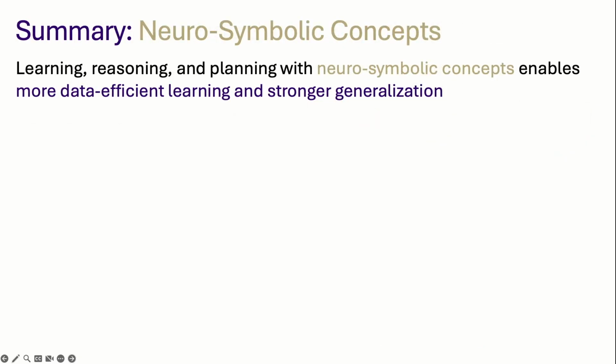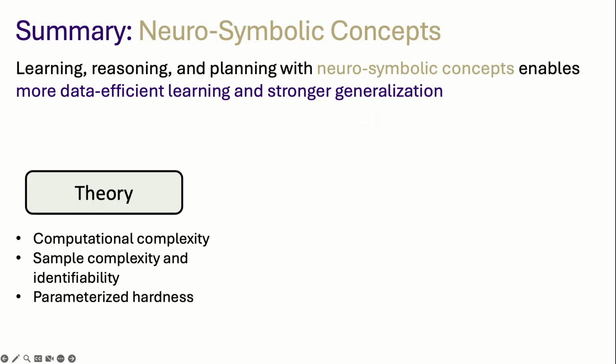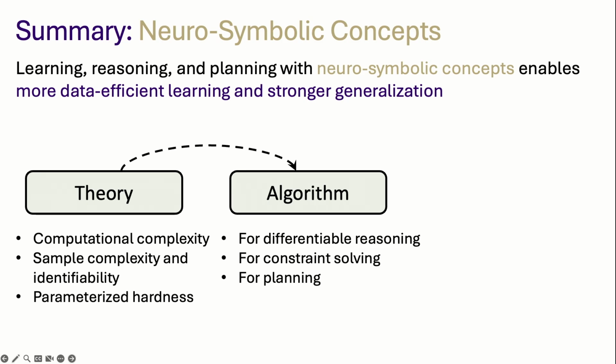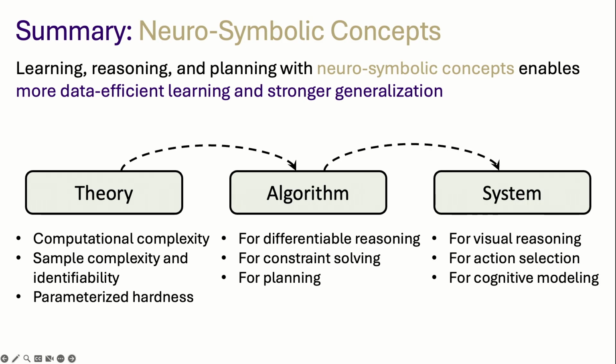So with all that, I'm going to give you a quick summary of the research I've talked about. I started with some theoretical understanding of computational complexity, sample complexity, and verifiability, and also parameterizing the hardness of practical problems. Using that kind of insight to develop better algorithms for reasoning, constraint solving, and planning purposes. And on top of that, deploying such algorithms in practical systems for visual question answering, for action selection in physical robots, and also for cognitive modeling. And using those practical system building efforts to inform us to build more relevant theories around it.